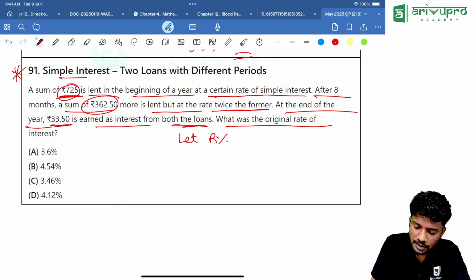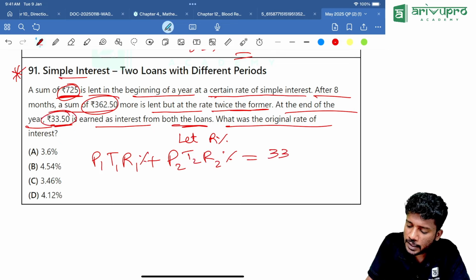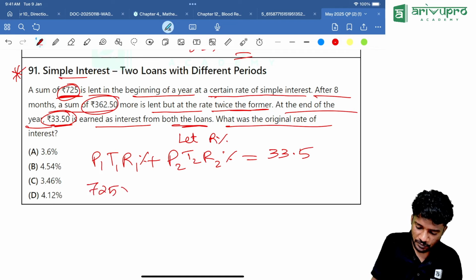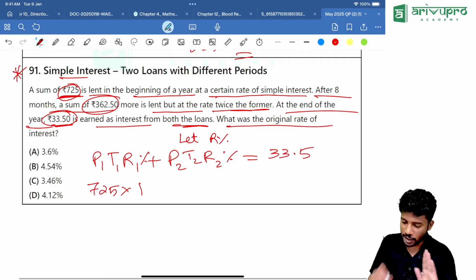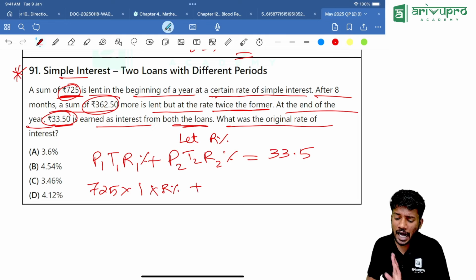So can I write it as P1 T1 R1 plus P2 T2 R2 percentage is equal to how much? The 33.5. Now P1 is how much? 725. T1 is how much? 1 year. So 1 itself into R percentage. Let it be there. Plus P2 T2 R2.